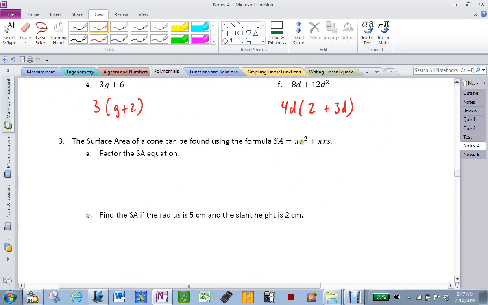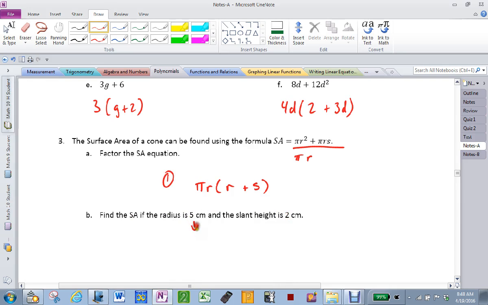Okay, this one. This bothers me because a lot of kids say they can't do it because there's no numbers there, which makes no sense to me at all. What is common to both of these? Pi is in both and r is in both. So you have a greatest common factor, don't you? The greatest common factor goes on the outside, and in the middle we leave r plus s. Done. For 1 mark.